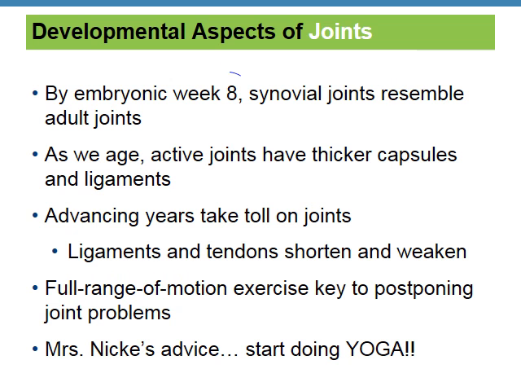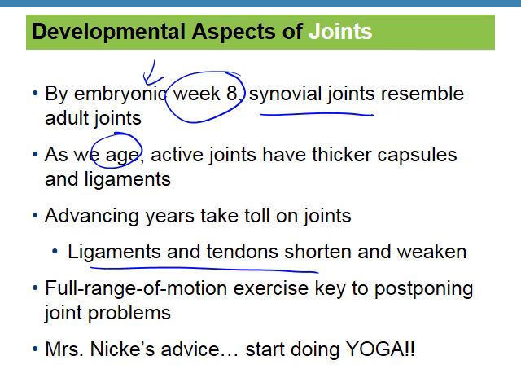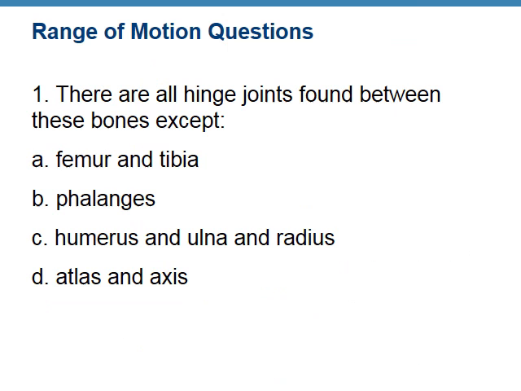Developmental aspects of joints. By about week 8 in the embryo, we can see synovial joints. Obviously, as we age, everything gets worse, right? And the ligaments and the tendons are going to shorten and weaken. The key seems to be doing full range of motion exercises. So my advice, take it or leave it, is start doing yoga. Please look inside Blackboard and you should see range of motion questions. So these kind of just give you an idea of test questions that I could ask about range of motion.